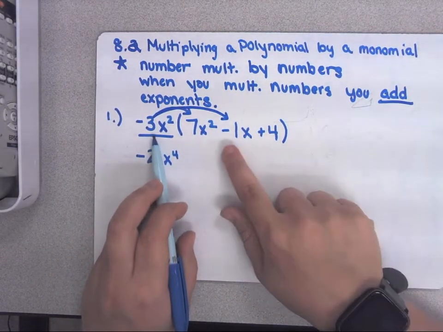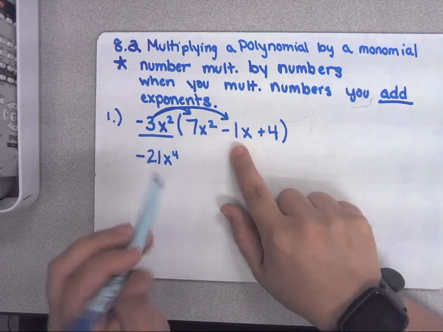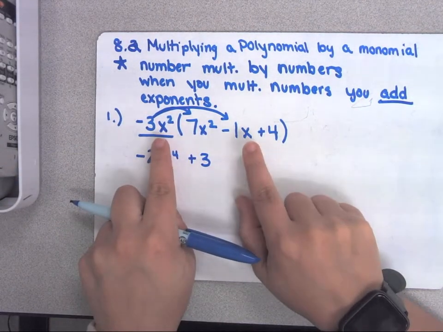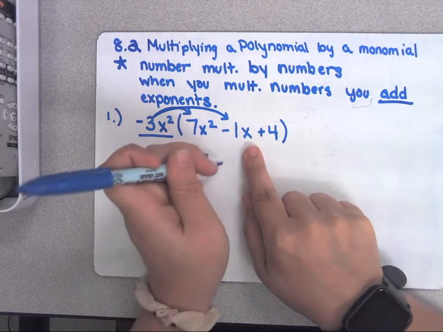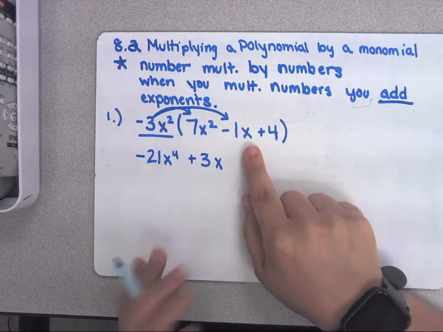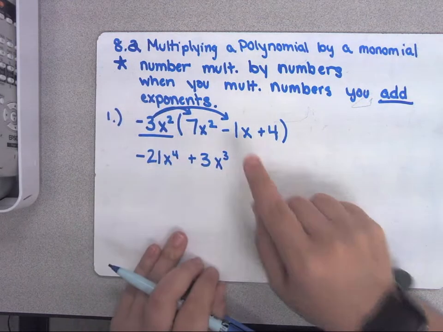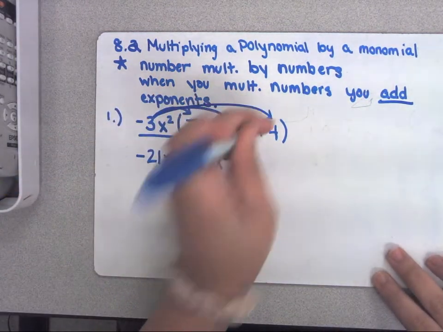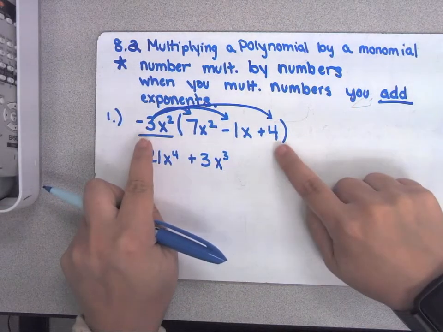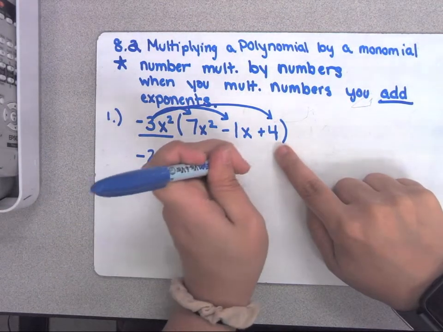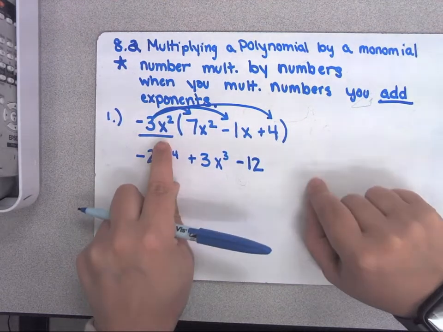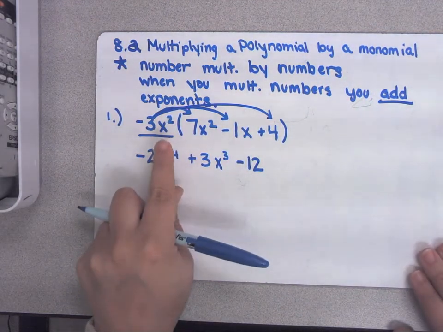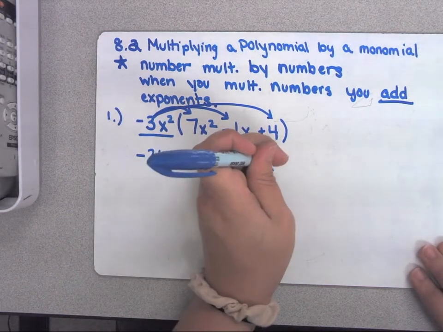Negative 3 times negative 1. So I'm going to write plus 3, positive 3. 2 x's there, 1 x there. So how many do I have now? 3. Do it again. Negative 3 times 4. Negative 12. I have 2 x's here and none here. So how many total x's do I have if I add them together? 2. So I'm going to write x to the 2nd.